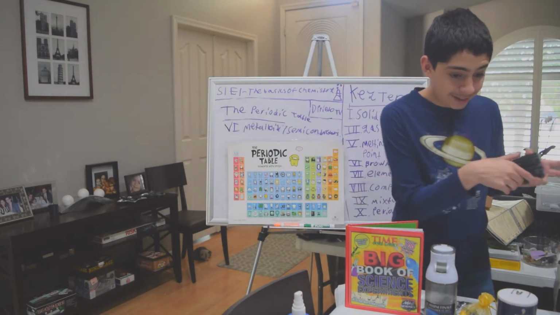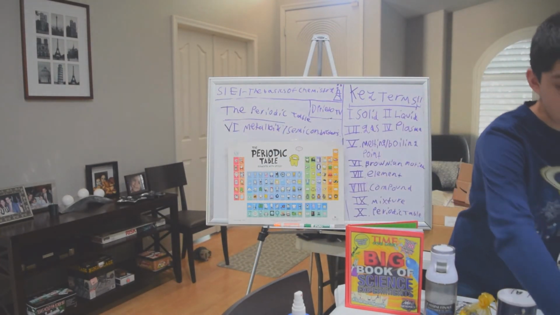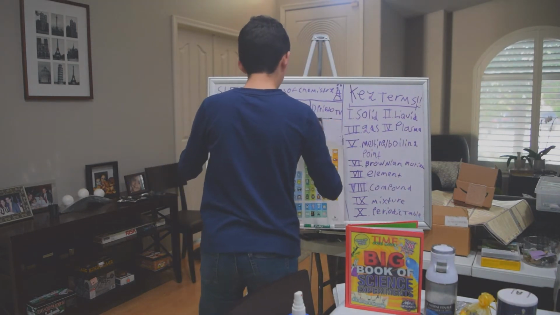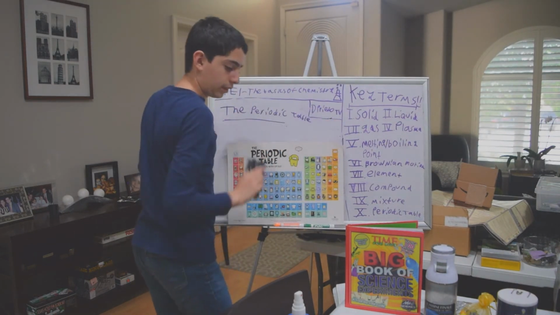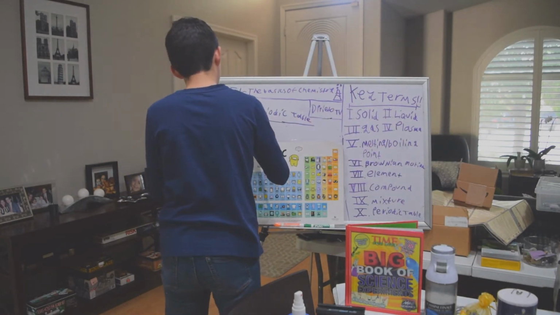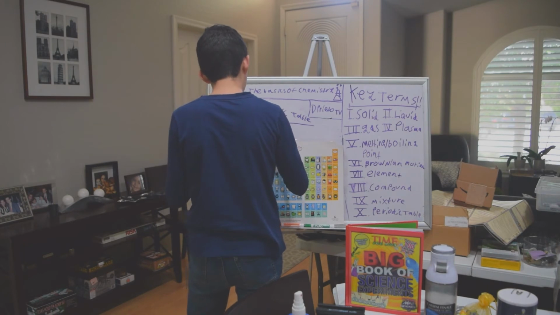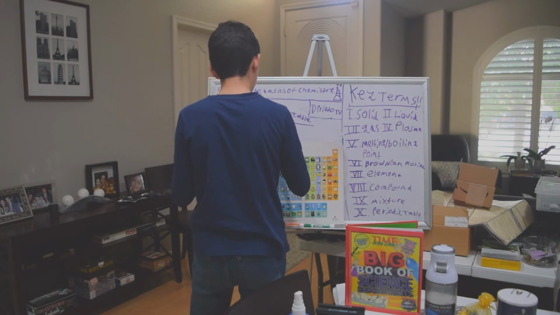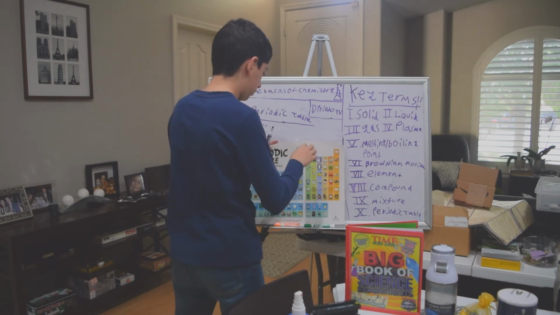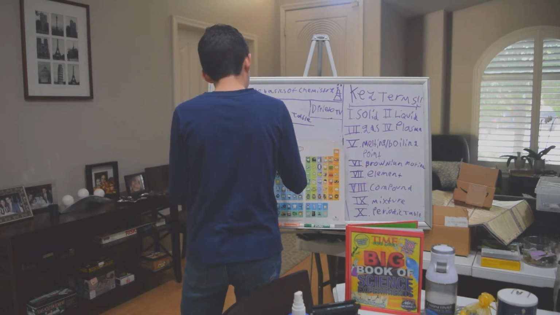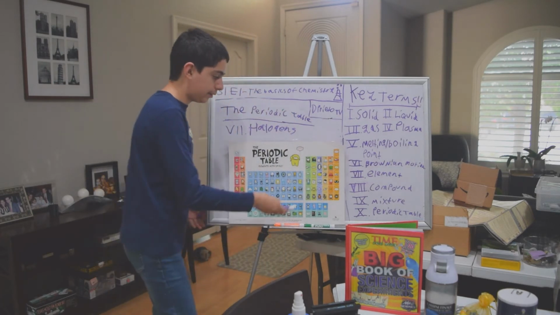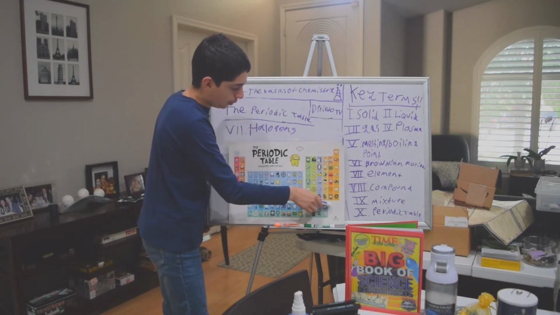Okay, so the next category is one of my favorite categories of them all. It's the halogens. Oh gosh, I can't spell. Let's do that again. These are the halogens. This line right here, all of those elements are the halogens.